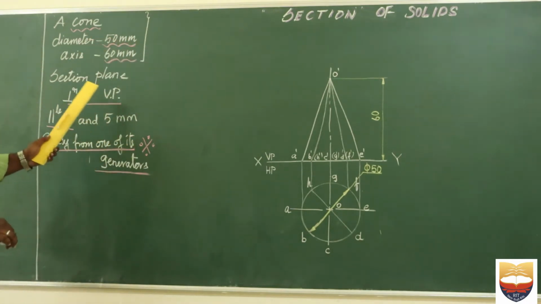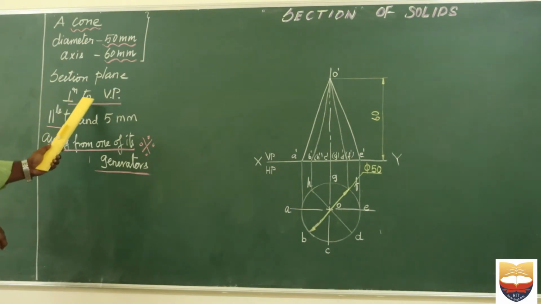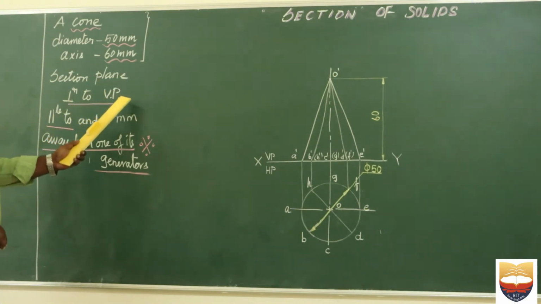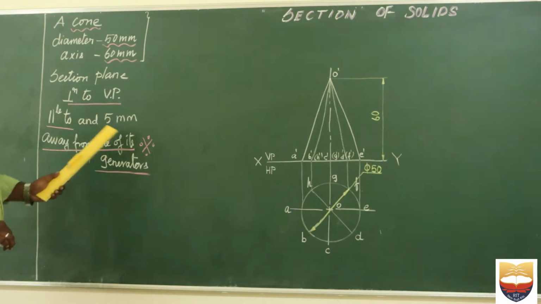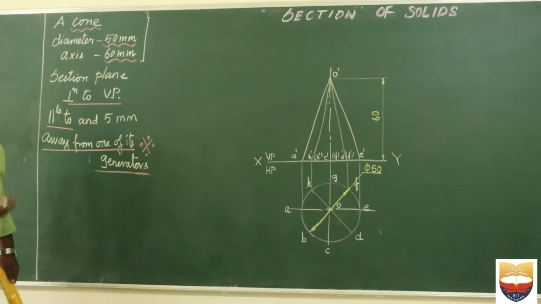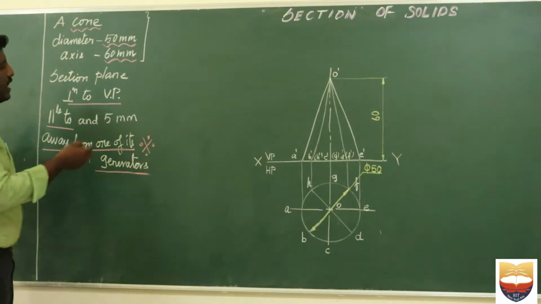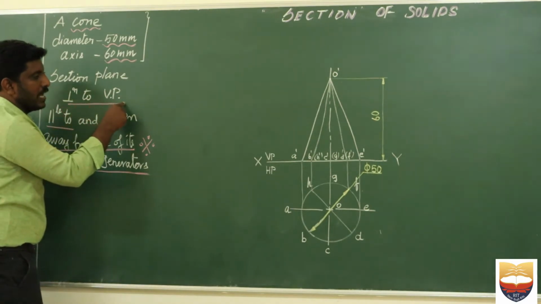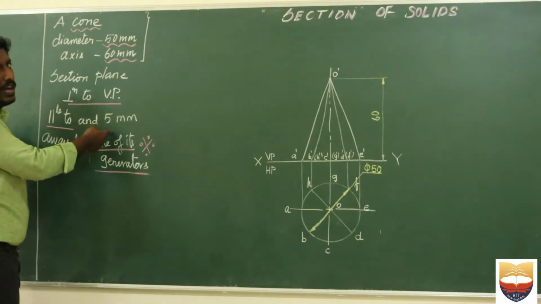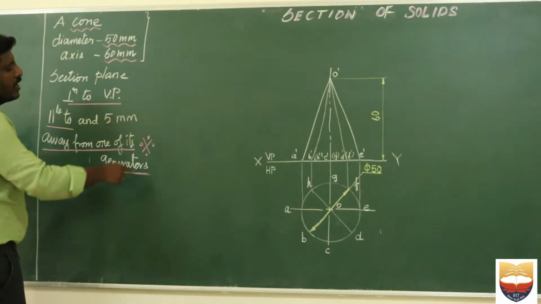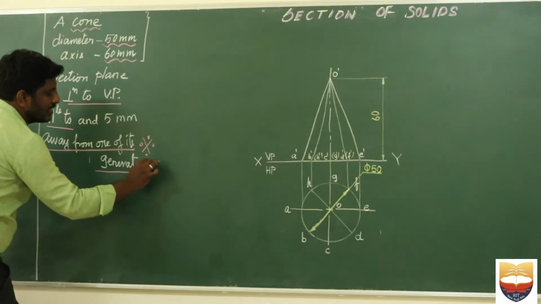Next, they have given a section plane, where the section plane is perpendicular to the vertical plane and parallel to, and 5 mm away from, one of its generators. Previously we have solved many problems in which, if it is perpendicular to the vertical plane, it will be given as parallel or inclined to the horizontal plane. But here it is a more typical problem, and we know what a generator is.